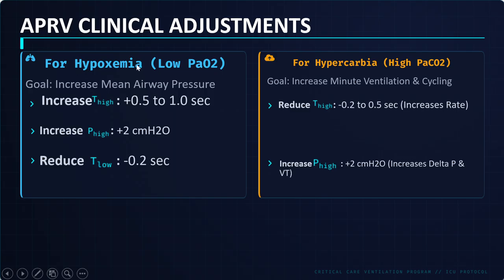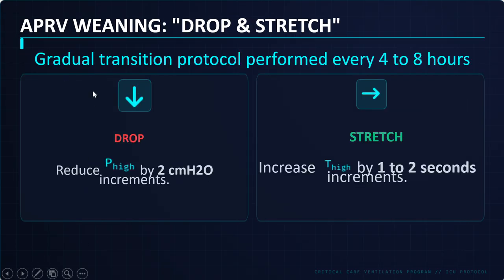For hypoxemia, low PaO2: increase the mean airway pressure, increase the T high, increase the P high by 2, and reduce the T low. For hypercarbia: increase the minute ventilation and cycling, reduce T high by 0.2 to 0.5 to increase the rate, and increase P high by 2 to increase the delta pressure and tidal volume.